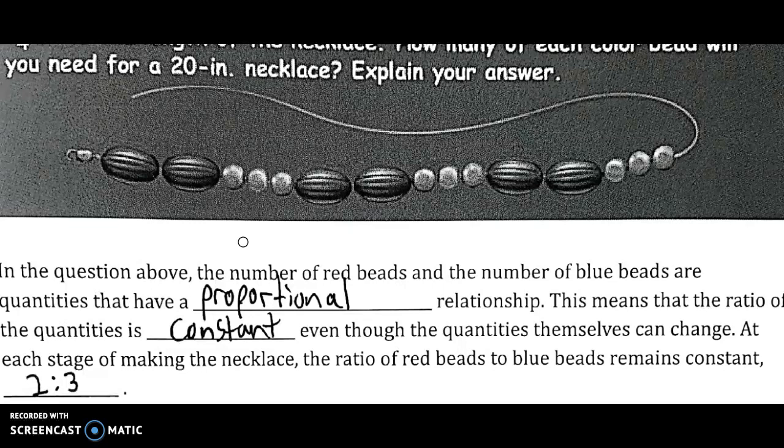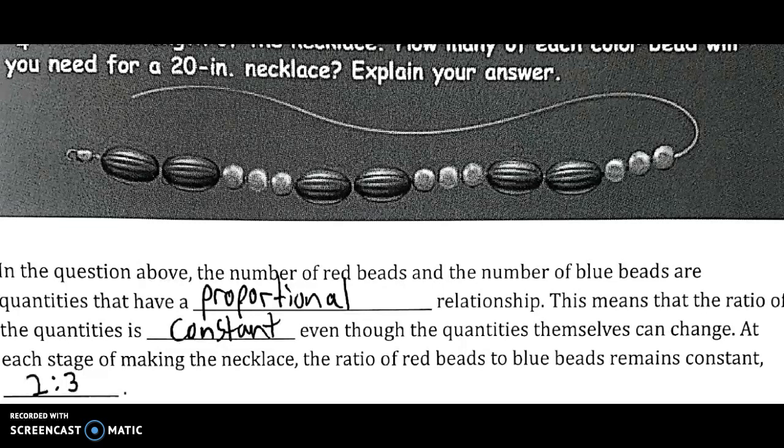In the question above, the number of red beads and the number of blue beads would be quantities that have a proportional relationship. So again, I think that would be red beads as the bigger ones here and the blue beads as the smaller ones, since we don't have those in color. And what that means, if they're a proportional relationship, is that the ratio of the quantities is constant, even though the quantities themselves can change.